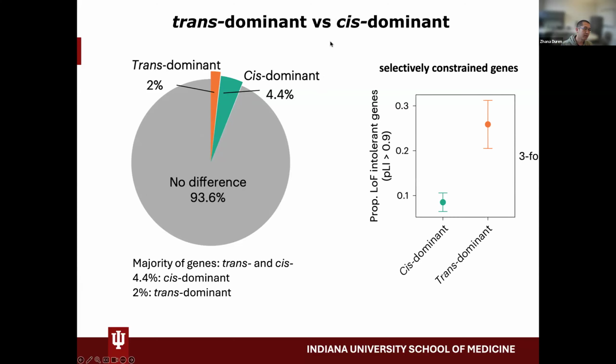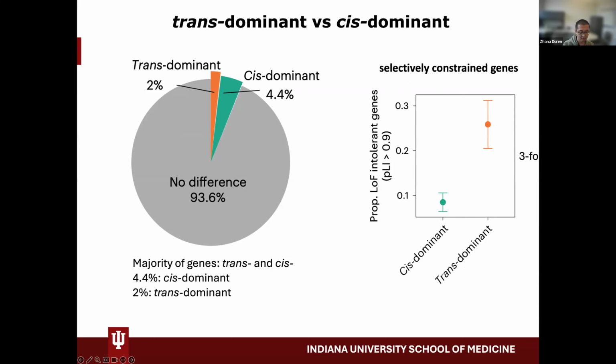So first we check a gene set called selectively constrained genes. This set of genes is highly conserved across all human populations in their protein coding region, so these genes should be relevant to human survival. And this type of gene is about 3-fold more enriched in trans-dominant genes compared to cis-dominant.